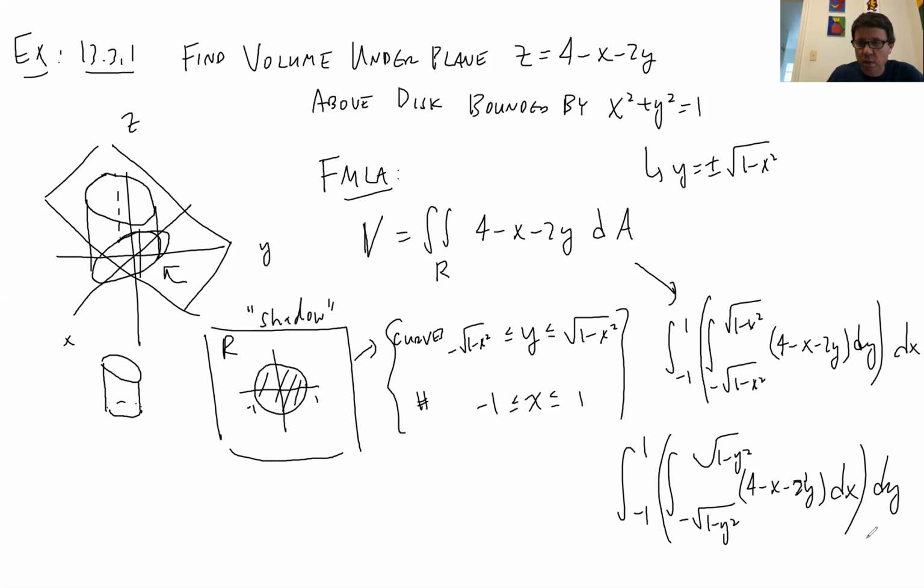So in polar, I think we can do it on the other side. How do you characterize this disk? So basically, R is going to be between two functions.